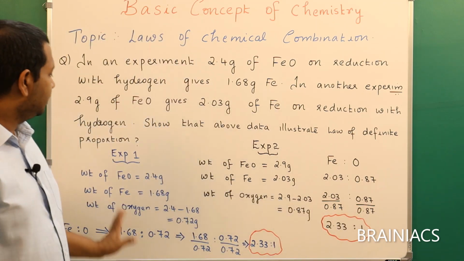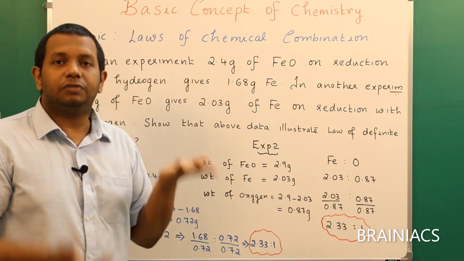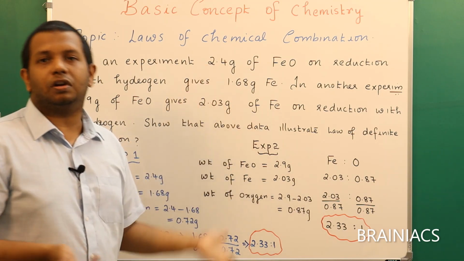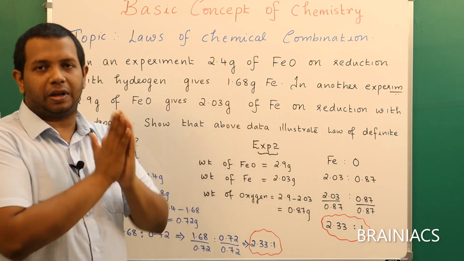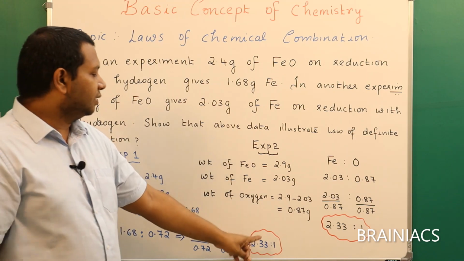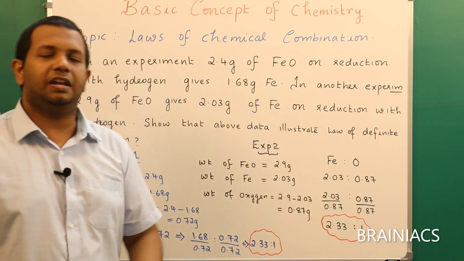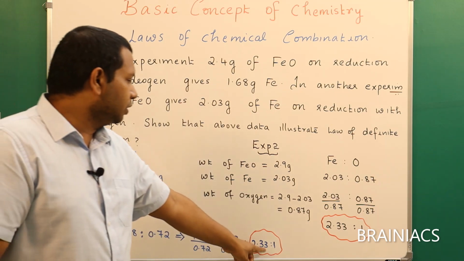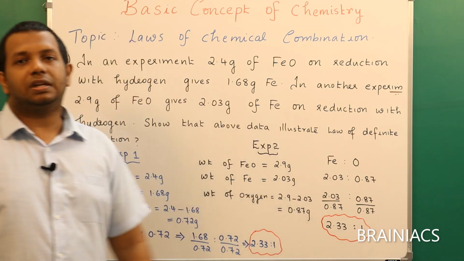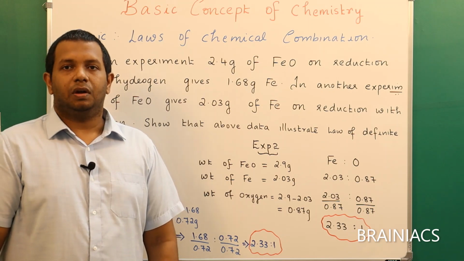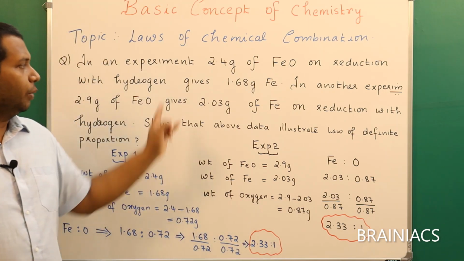So that means irrespective of the mass, irrespective of the source, or irrespective of the method by which you prepare a compound, the elements are always combined together in a definite mass ratio. That is 2.33 is to 1. Here, 2.33 is to 1. Okay, I hope you understood the question.